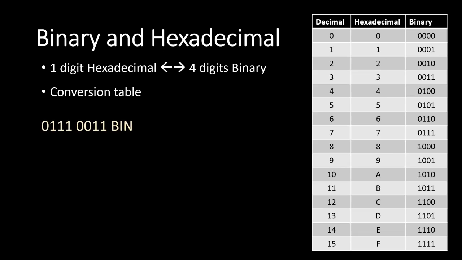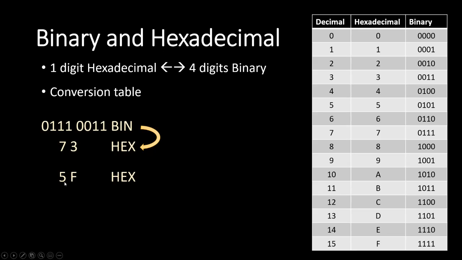This is a binary number which is 8 digits, and we want to convert this number into hexadecimal. So the conversion is direct. We take the first 4 digits, 0111. We know that 0111 is 7 decimal and 7 hexadecimal, so the first digit is 7. Then we take 0011. We know this number is 3 hexadecimal and 3 decimal. So 0111 0011 binary is 73 hexadecimal by using this table that can be easily generated and easily memorized by most network engineers.